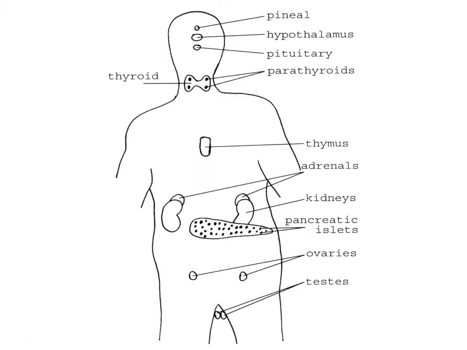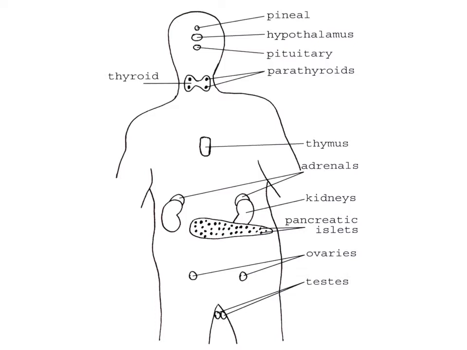Here we've identified the anatomical locations of some of the principal endocrine glands. So starting from the top, we have the pineal gland and then the hypothalamus. Below the hypothalamus, we have the pituitary gland. In the neck, we have the thyroid gland, looking a little bit like a bow tie. And embedded within the tissue of the thyroid gland, we have the parathyroid glands.